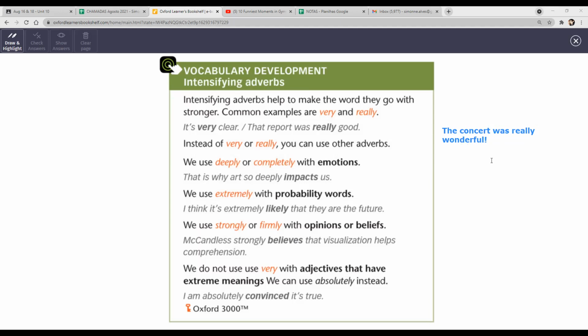Why? Because wonderful is an ungradable adjective. It's an extreme adjective. Extreme is another word for ungradable. So with extreme adjectives or ungradable adjectives, I can't use the intensifier very. I can use really or absolutely. Two possibilities. I can say really wonderful or absolutely wonderful to intensify.